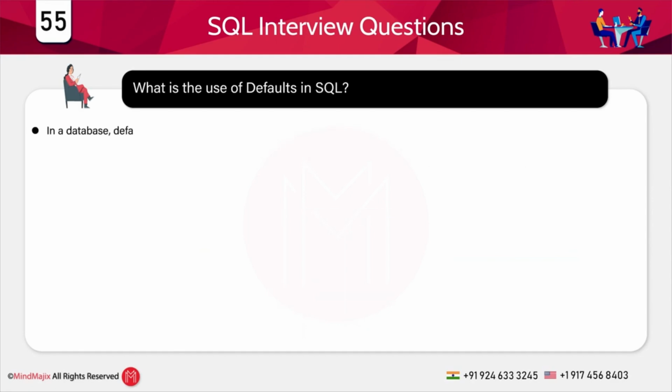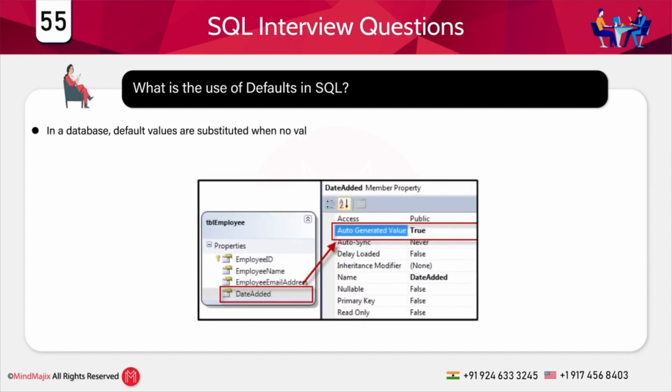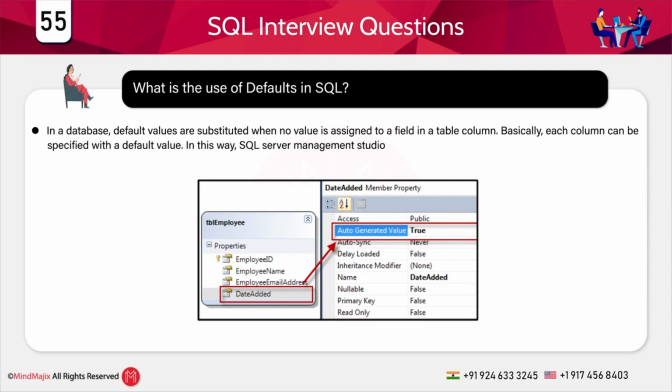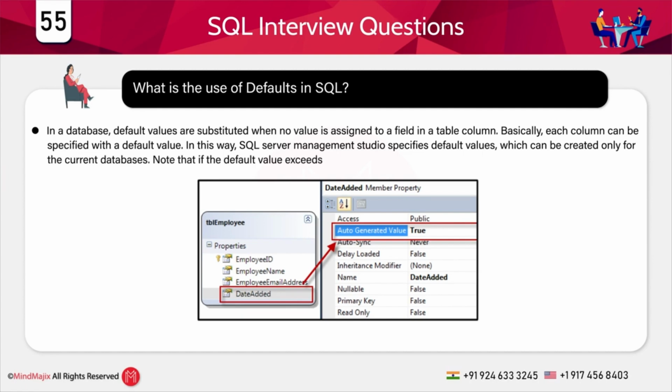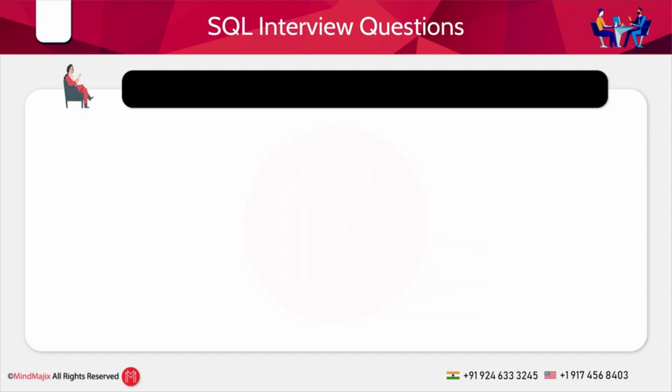The next question over here is, what is the use of defaults in SQL? In a database, default values are substituted when no value is assigned to a field in a table column. Basically, each column can be specified with a default value. In this way, SQL Server Management Studio specifies default values which can be created only for the current databases. Here you must understand that if the default value exceeds the size of the column field, then it will be truncated automatically.